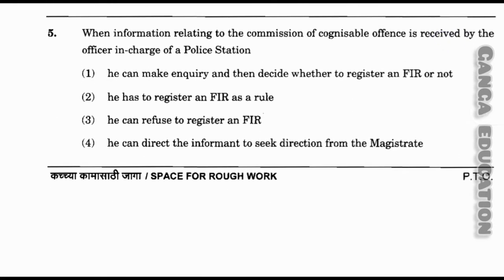Now question number 5. When information relating to the commission of a cognizable offence is received by the officer in charge of a police station. Option number 1, he can make inquiry and then decide whether to register a first information report or not. Option number 2, he has to register a first information report as a rule. Option number 3, he can refuse to register a first information report. Option number 4, he can direct the informant to seek direction from the magistrate. And the correct answer is option number 2, that he has to register a first information report as a rule.